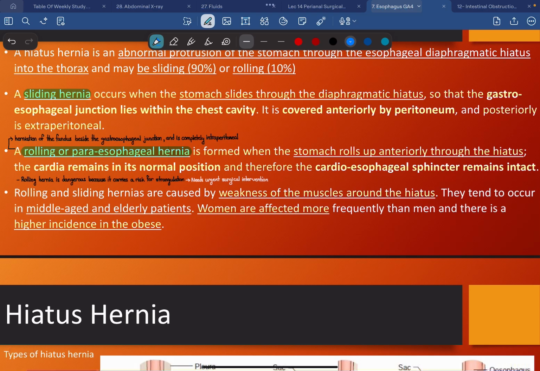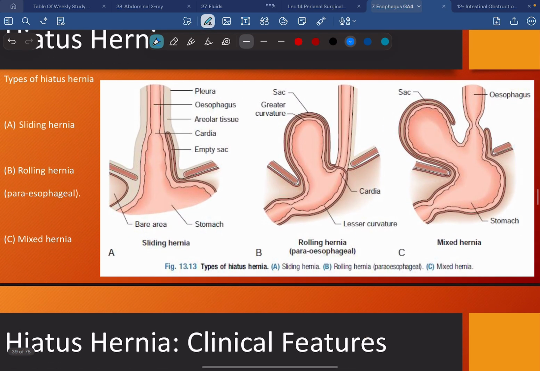These illustrations show different types of hiatus hernia. On the left is the sliding hernia. Remember that only the anterior surface is covered by peritoneum, while the posterior surface is retroperitoneal. The second picture is the sliding hiatus hernia, in which part of the fundus slides beside the esophagus into the thorax. And the last picture is the mixed one.